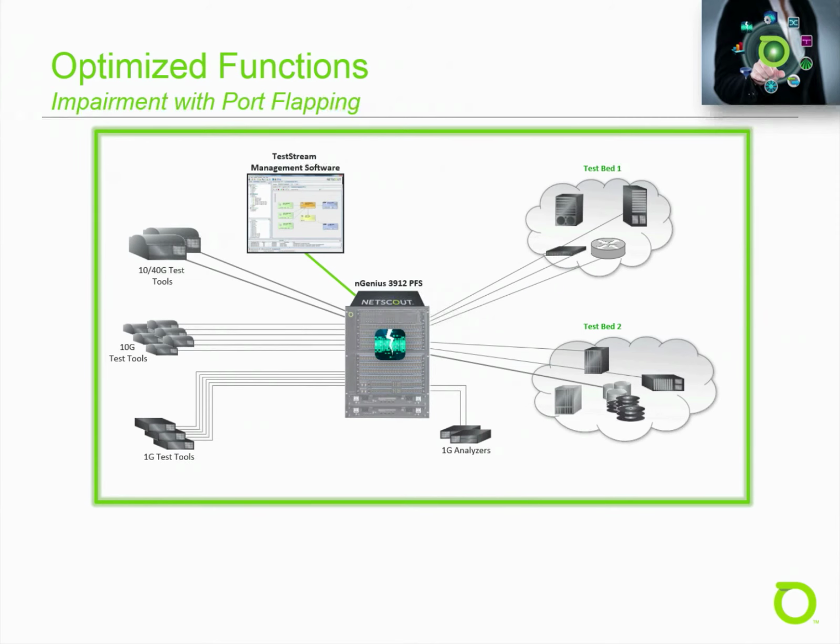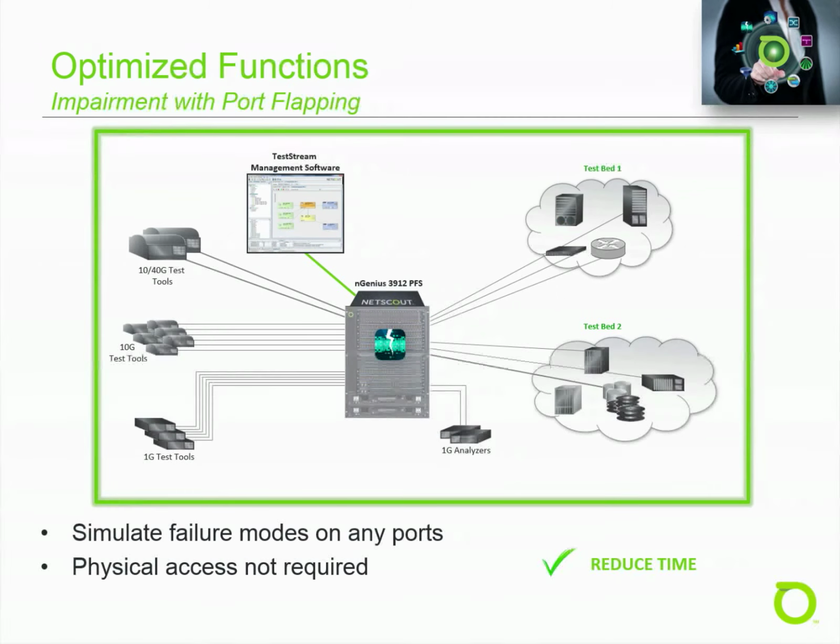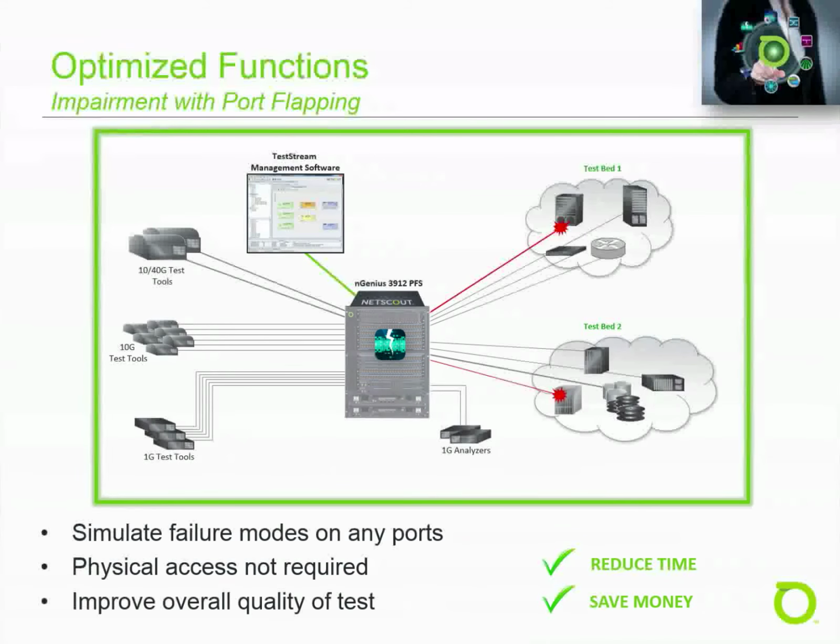Testing real-world scenarios using impairments or negative testing is often overlooked due to the lack of tools or time constraints related to the manual nature of cable pulls. Using the built-in port flapping function, test engineers can effectively simulate failure modes on any port in the system. This is achieved using software controls, so physical access to the test bed is not required. Testing with impairments improves the overall quality of the test and should not be overlooked in high-performance test labs.